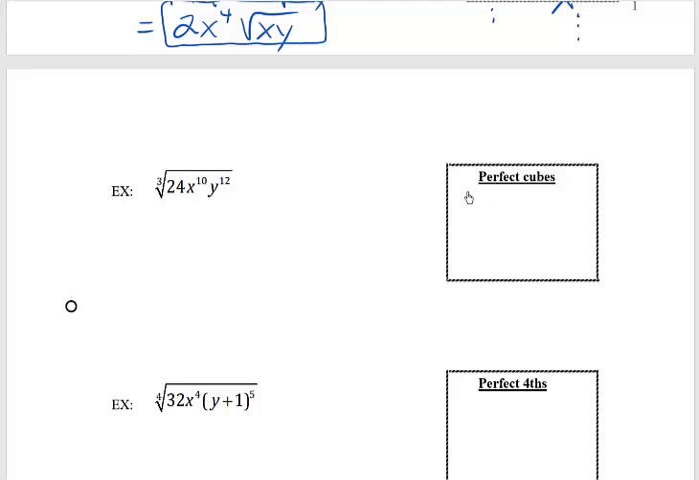For numbers, we'd be talking about numbers like 8, 27, 64, 125. Where am I getting these? 2 times 2 times 2, 3 times 3 times 3, 4 times 4 times 4, 5 times 5 times 5, etc. If you needed more, you could get them off your calculator. How about for variables? Well, let's see.